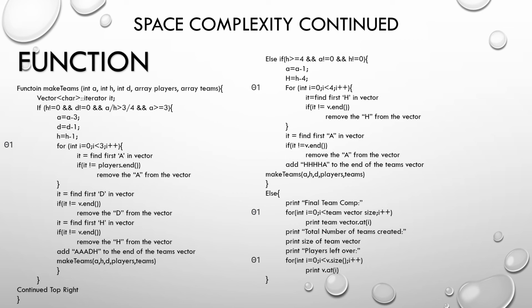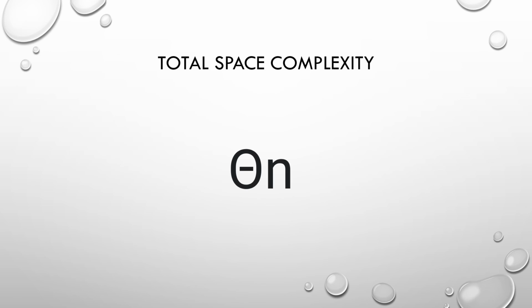The space complexity for the make teams function is fairly straightforward, since we're only initializing a few variables here, and really it's only initializing i in the for loop, so those are all constant theta 1s. This makes our total space complexity a theta n, and that's just based on the size of the vectors that we are creating.